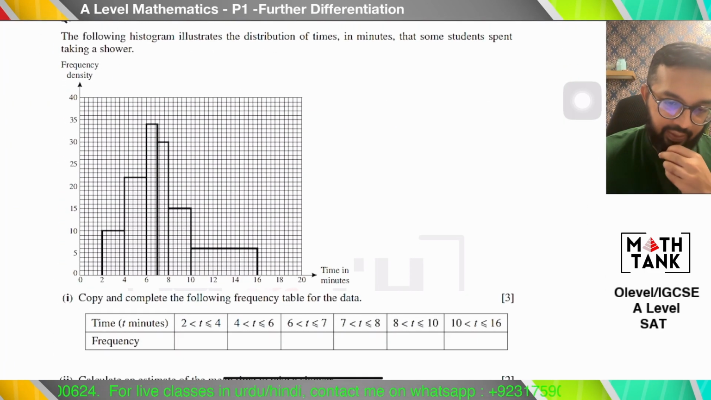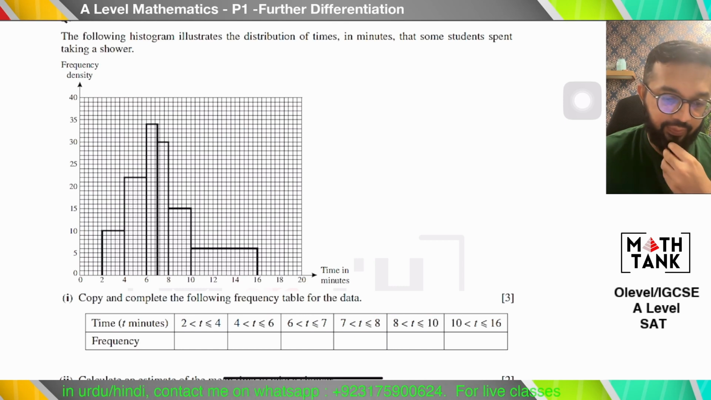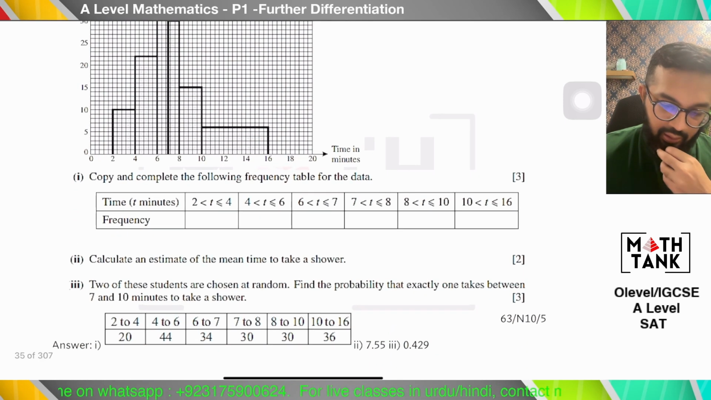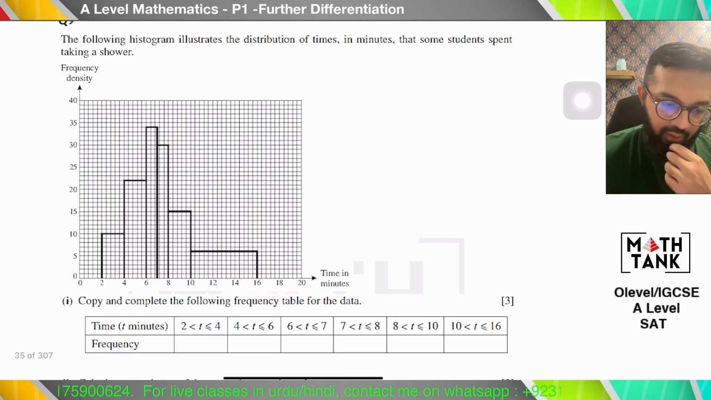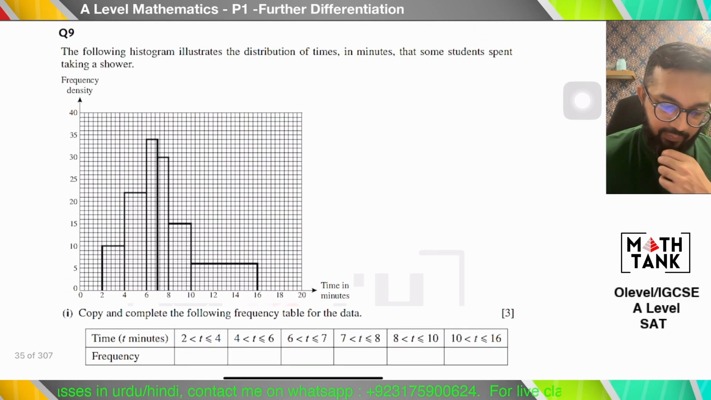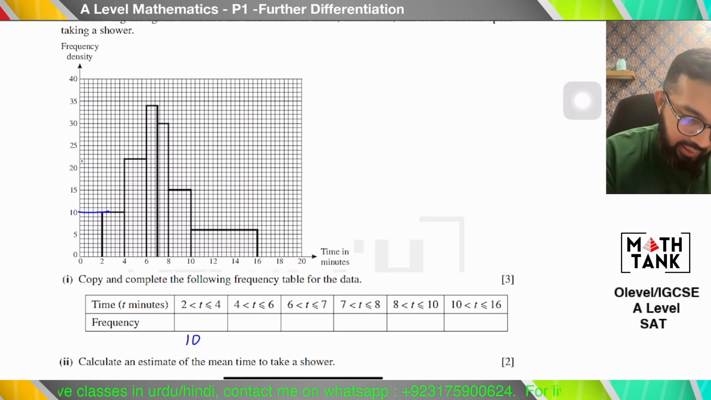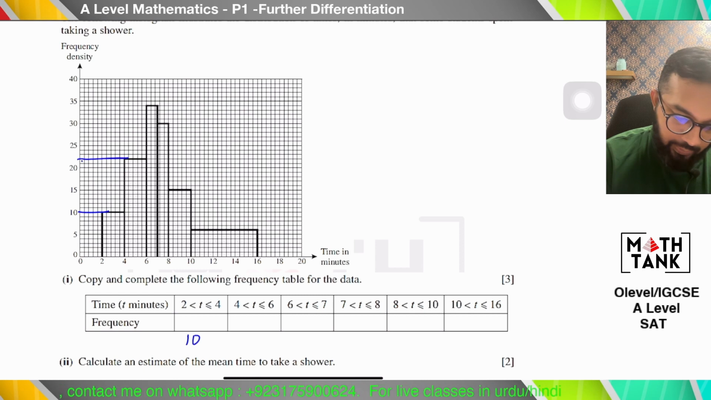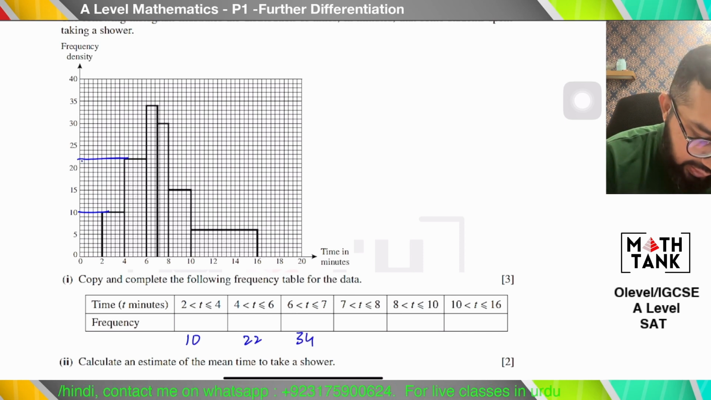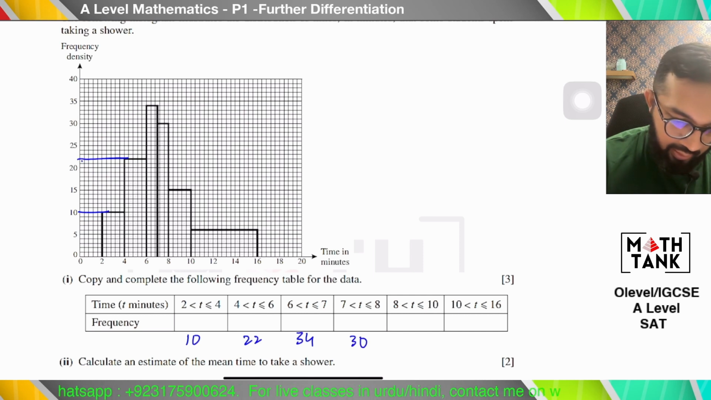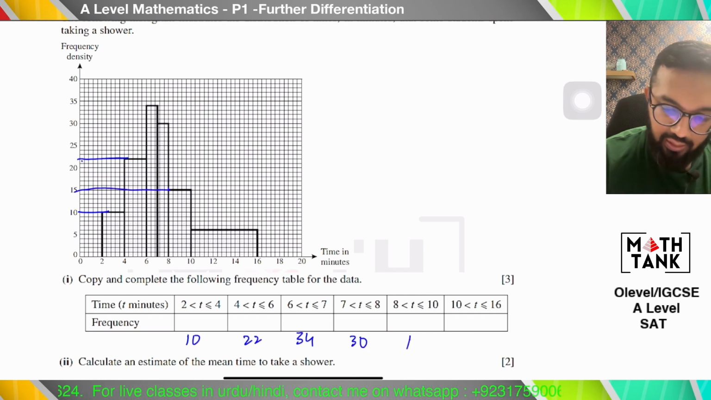The following histogram illustrates the distribution of time in minutes that some of the students spend taking a shower. Okay, so copy and complete the frequency table for the data. So from between 2 and 4, what is the frequency density? It's 10, so I'm going to write a 10 here. Then I see that the frequency density is 22. Then 34. Then 30. Then 15. And the last one is 6.